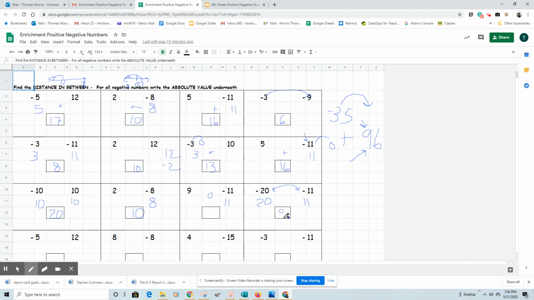All right, any questions, let me know. I'm available to help you guys today. Use that number line example if it helps, thermometer if need be, and go at it.